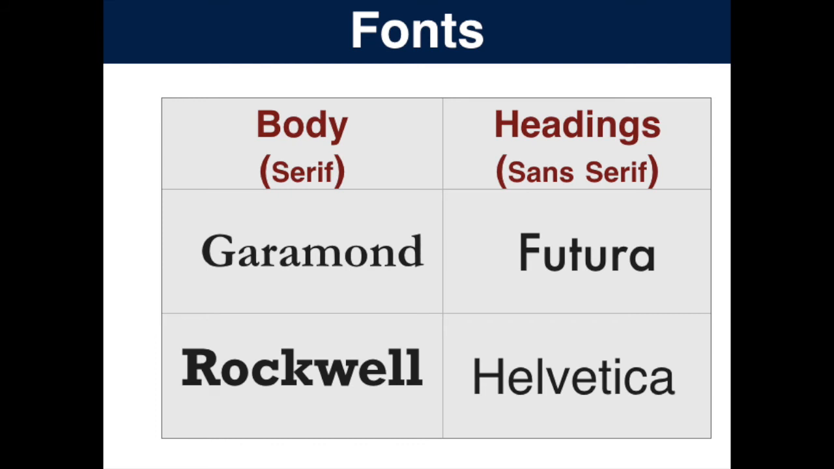Serif fonts help a reader to process a lot of text, so they are good for the body. Sans serif are good for standing out. So these fonts are suitable for headings. So in this example, Garamond could go very well with Futura or Helvetica, and Rockwell could go very well with Futura or Helvetica. But Garamond doesn't go well with Rockwell and Futura doesn't go well with Helvetica because they are the same kinds of fonts.